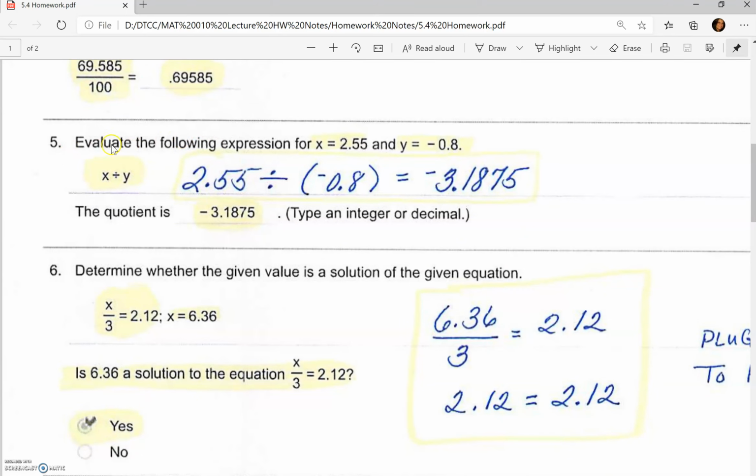So you can see this one, when we're evaluating, it gives you the variables. It'll give you a value for those variables, so you're just going to plug it in.